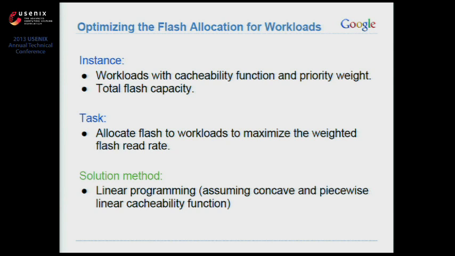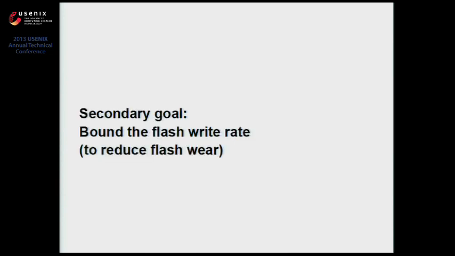In these data centers, the flash is used heavily. It's not comparable with any consumer electronics. So there are constantly some workloads writing to it. So as a new problem, we have a secondary goal: bound the flash write rate to reduce the flash wear. Practically, we also experienced in some cells some performance issues when the write rate was too high. It was impacting even the read latency.